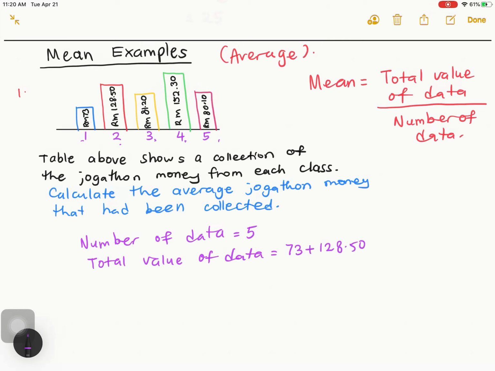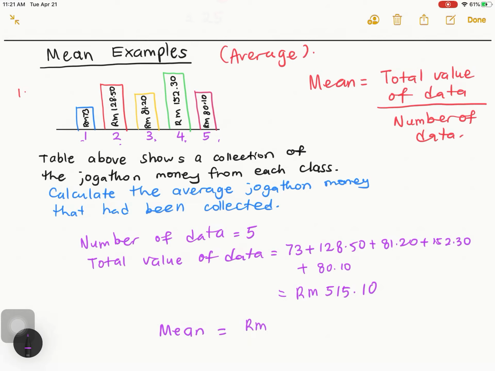So the first one is 73 ringgit, the next is 28 ringgit 50 cent, plus 81 ringgit 20 cent, plus 152 ringgit 30 cent, plus 80 ringgit and 10 cent. Okay, you can take your calculator and help me to get the answer together. I need to find this first. Okay, so I got the total value of data. The total collection that we have is 515 ringgit 10 cent.